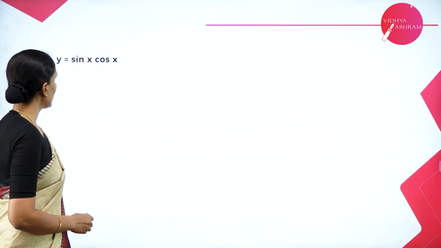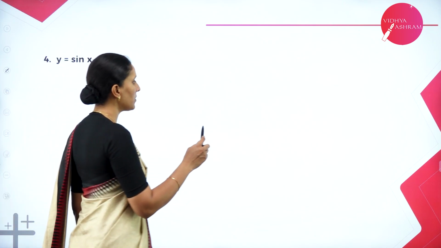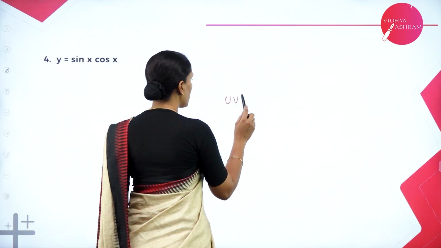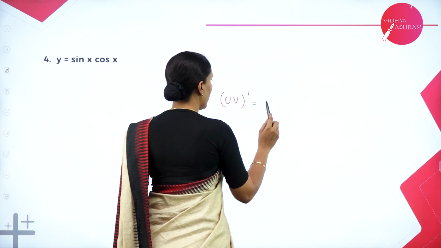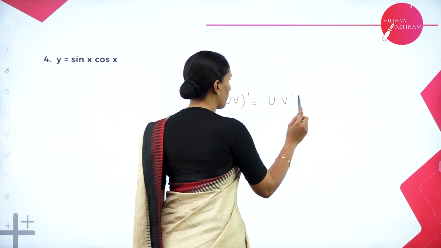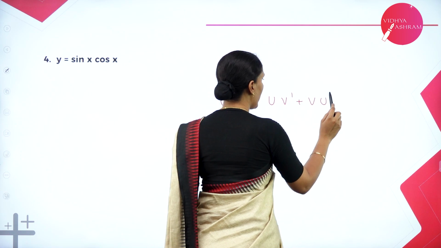Next one, y is equal to sin x into cos x. See here we have two functions which is in the form of a product rule. So, Leibniz rule says when you have two functions in the form of a product, then first function into derivative of second plus second function into derivative of first.